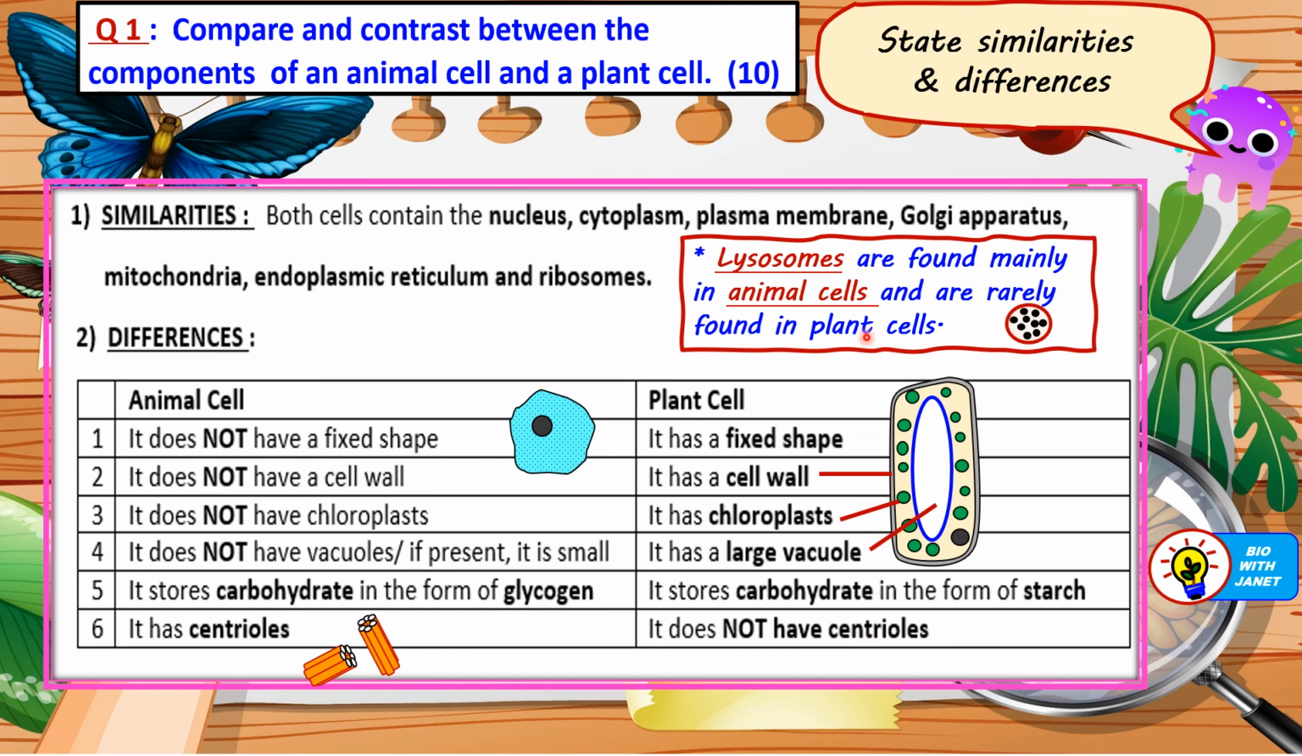Now finally, how about lysosomes? Some students ask me, do plant cells have lysosomes? Now the answer is that lysosomes are mainly found in animal cells and rarely found in plant cells. So there may be plant cells with lysosomes. We do not know, but they are rarely found in plant cells. So they are generally more common in animal cells.